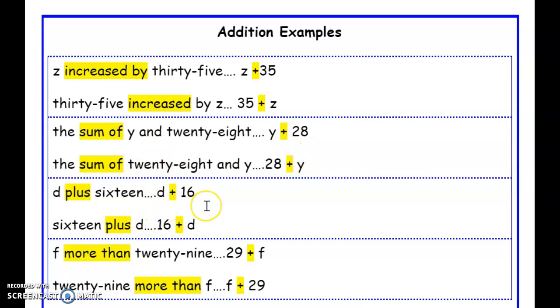Same thing happens with the third set of examples. The word plus, of course, means to add. So the first thing I do is put my plus sign down. D is D, 16 is 16. 16 plus D becomes 16 plus D.